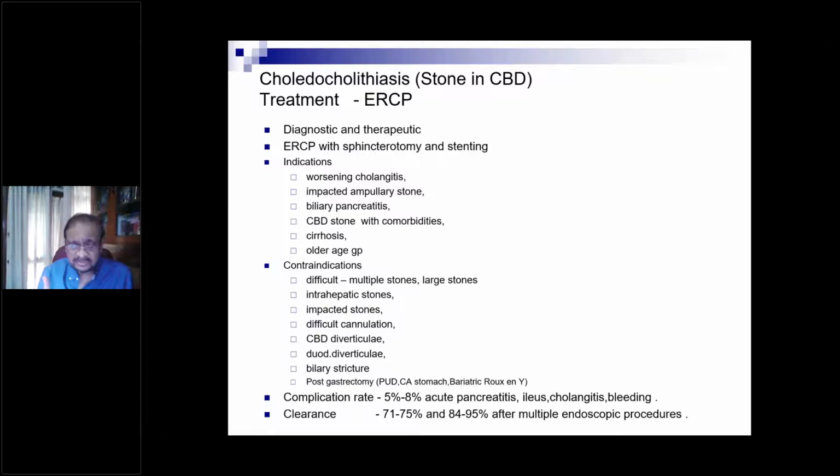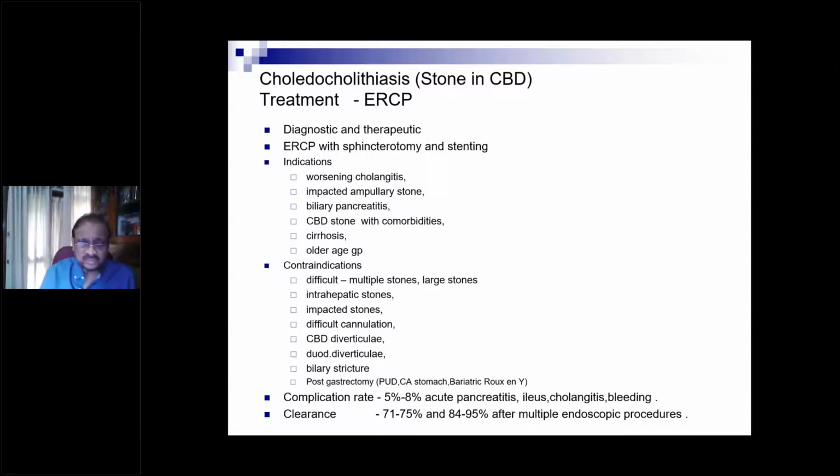What are the indications? When is it absolutely indicated? You have a worsening cholangitis. The patient is so sick, so septic that you would not like to go in for any kind of surgery at that point of time. Just go ahead and do an ERCP with stenting. Even if you're not able to remove a stone, just stent. What are you draining? Pus inside the CBD. That's going to remarkably improve the patient for you within the next couple of days.